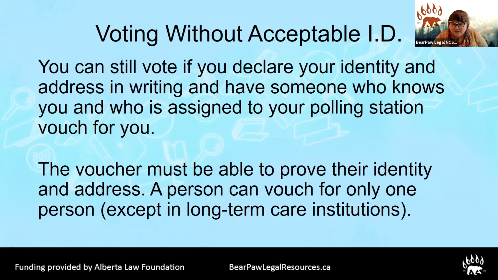You can still vote if you declare your identity and address in writing and have someone who knows who you are and who is assigned to your polling station to vouch for you. The voucher must be able to prove their identity and address. A person can vouch for only one person, except in long-term care institutions. So even if you end up not having any acceptable ID in spite of that great big long list, you still are able to vote as long as there is somebody who is willing to vouch for who you are and that you live in that polling area.